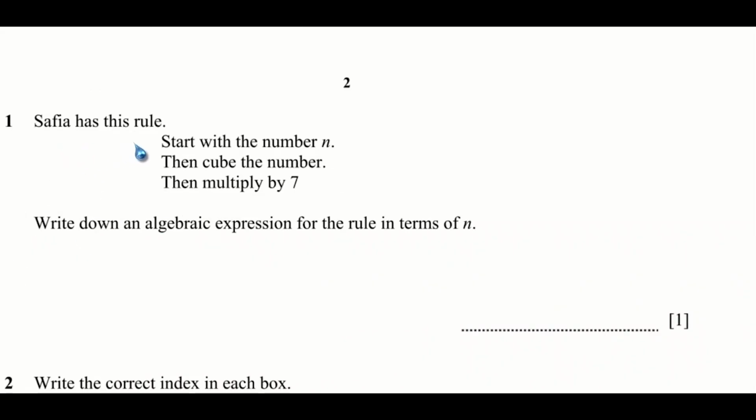Safia has this rule. Start with the number n, so the number will be n, then cube the number, so that will be n to the power of 3, and finally multiply by 7, so that will be 7 multiplied by n to the power of 3. So this will be the algebraic expression for the rule in terms of n. So we have 7n to the power of 3.